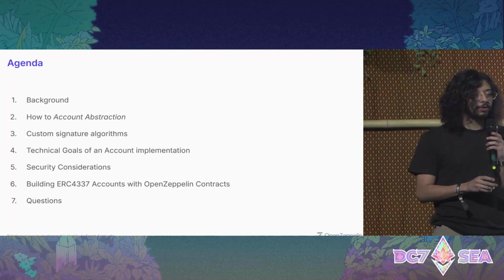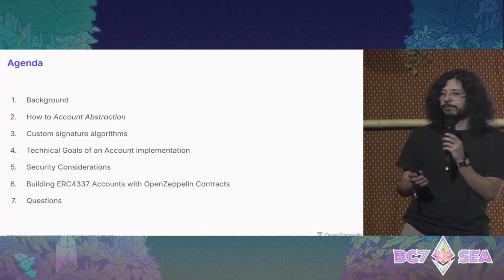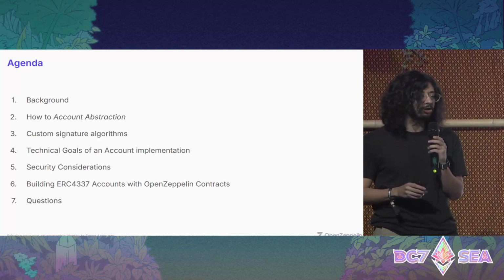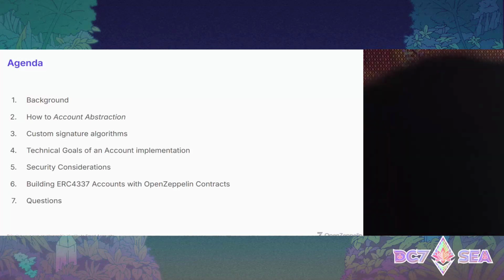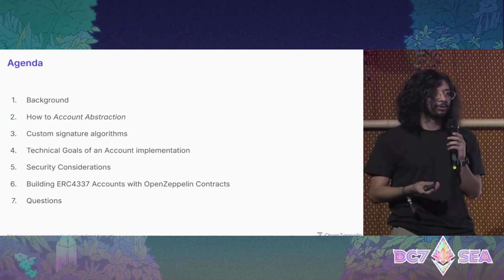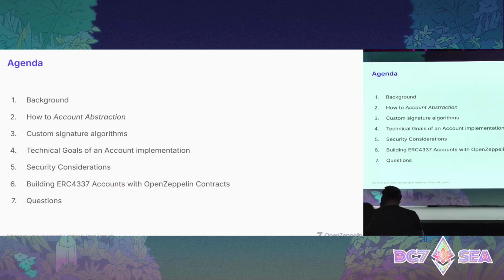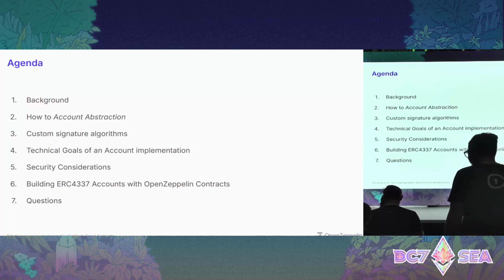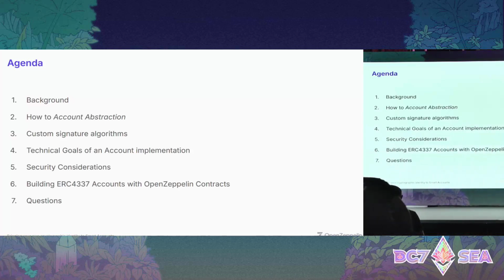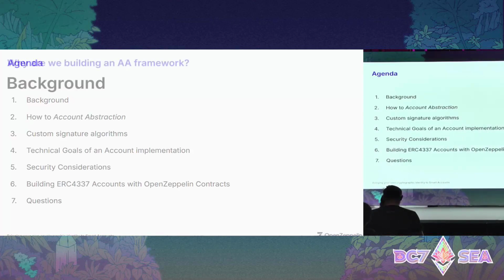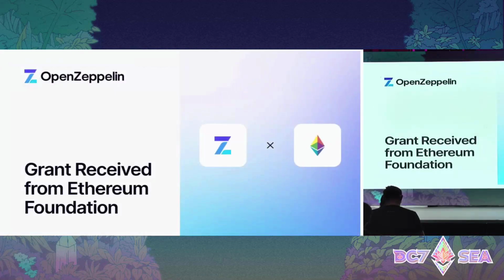We're going to go over some technical goals we have for an account implementation in OpenZeppelin contracts. Then we'll review a couple of security considerations we have to understand to make better accounts. And finally, I will guide you through a quick way of how to build an account using OpenZeppelin contracts. I'll let you know, all of this code is already on alpha, so we will be releasing over the following weeks. Okay, let's start with some background.